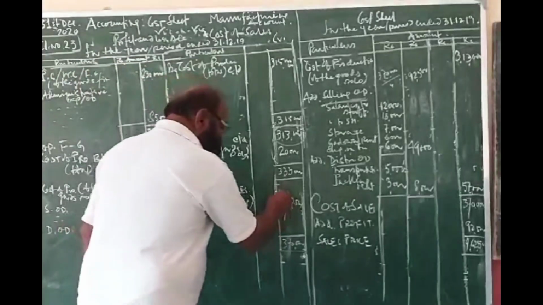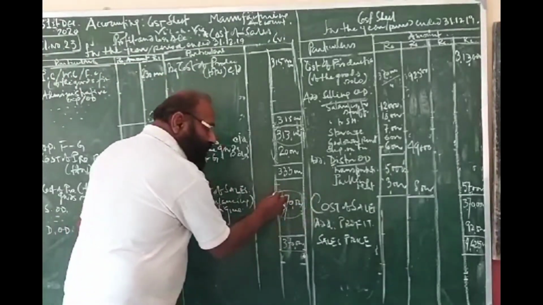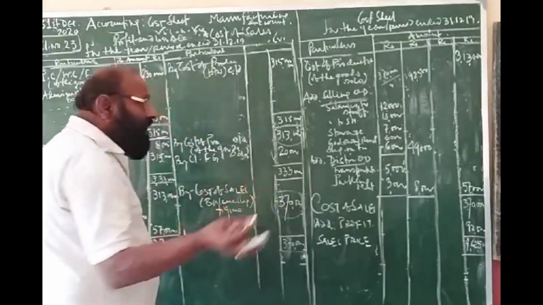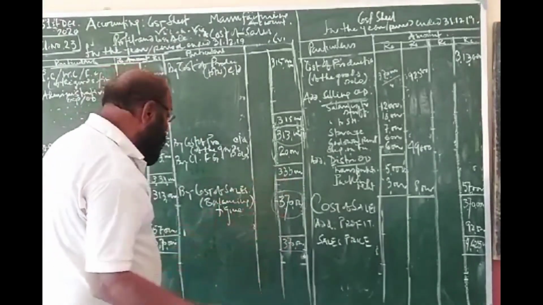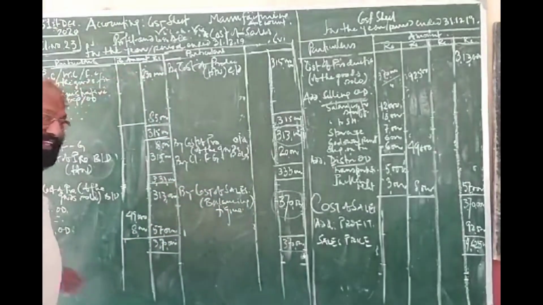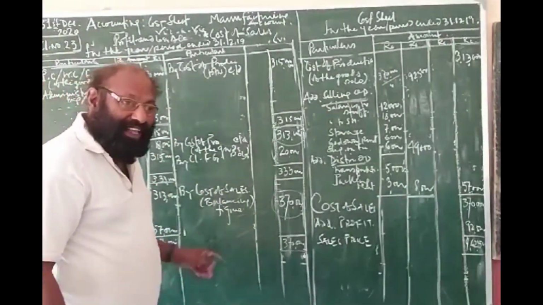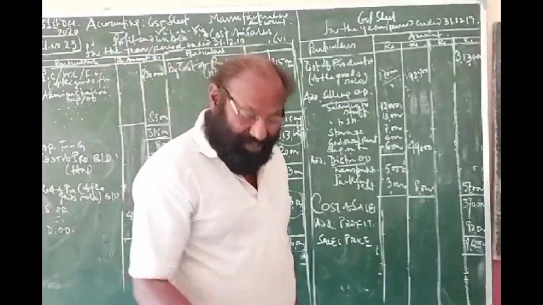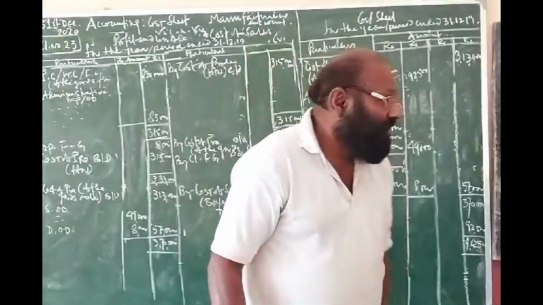So friends, this is as per the information given for the cost sheet. Now, for the preparation of the profit or loss account, we will put it over here, and the exact sales price will be written over here, and thereby we will get the net profit of the corporation. Clear?